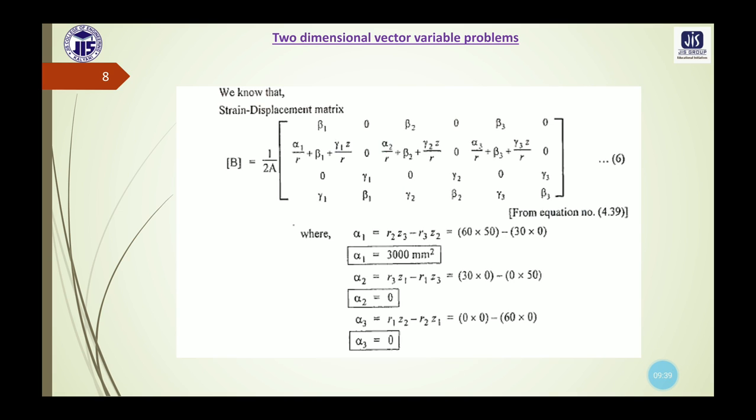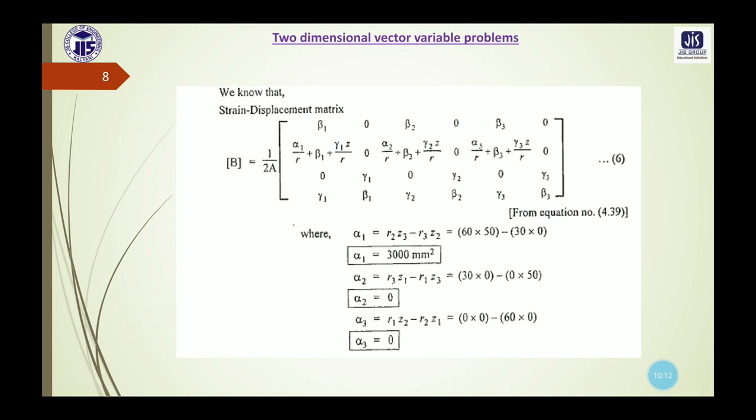Next, we need to calculate the B matrix, which is the strain displacement matrix. The formula to calculate the strain displacement matrix is given here as equation number 6. Here we need to calculate the values of alpha 1, alpha 2, alpha 3, then beta 1, beta 2, beta 3, and gamma 1, gamma 2, and gamma 3. To calculate all these, we need to use their formulas.